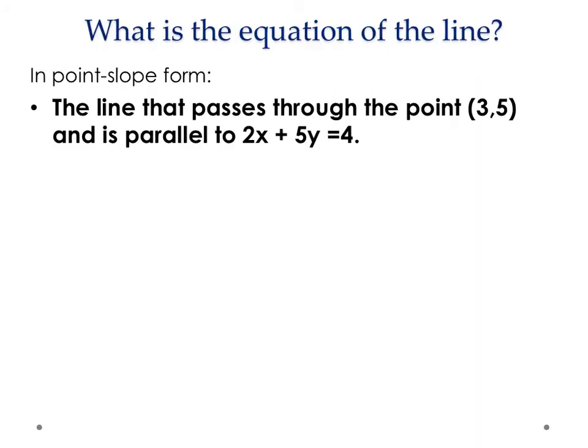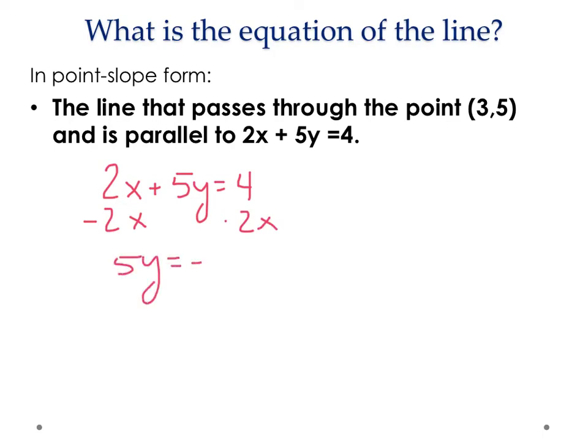I want a line that passes through this particular point but must be parallel to this other line. So if I'm parallel to this line, that means that I have the same slope. So let's find this guy's slope. In order to find the slope, it needs to be in slope-intercept form. So I just need to solve for y. So solving for y, I can see that my slope is going to be negative 2/5.